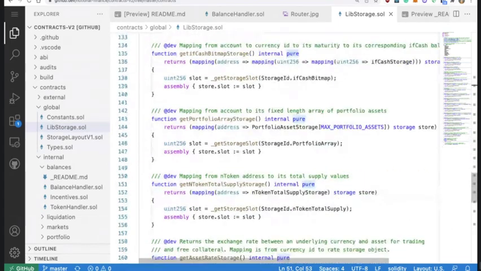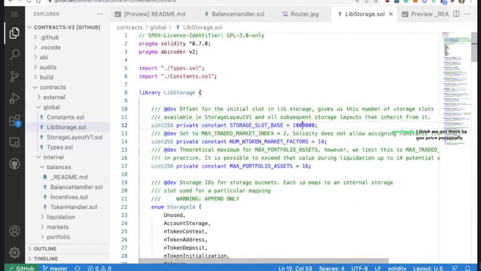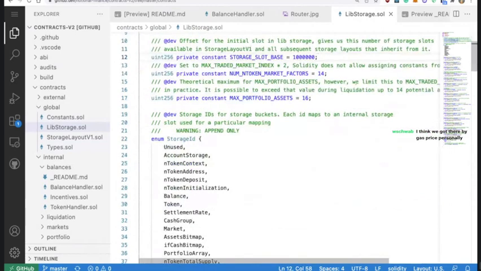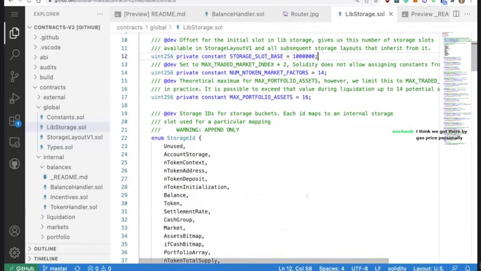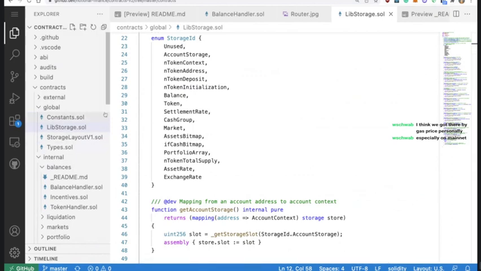Is there anything else to dig into here? So then for these first 1 million slots reserved, is this for sort of user data that goes in there? No, so if you go one file down, storage layout v1. Sorry, which one? So in global, there's a file storage layout v1, just under lib storage in the tree. Oh, I see. Yeah.